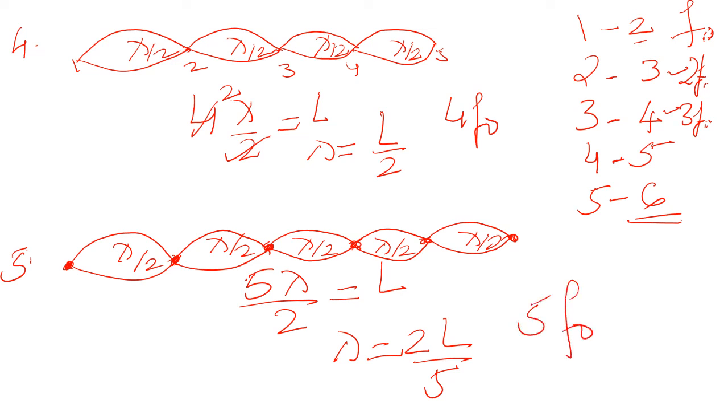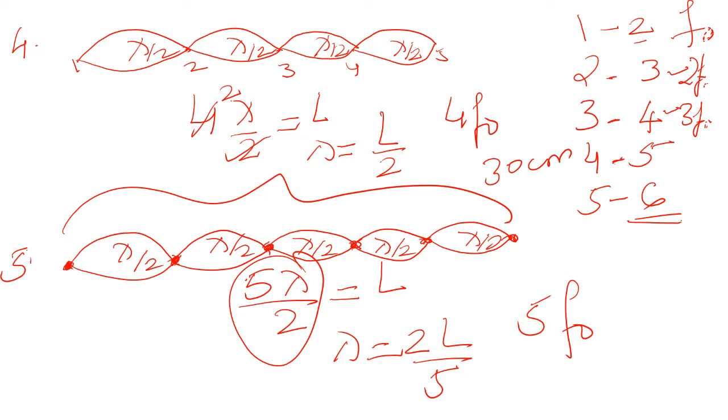and the frequency will be 5F0. Now, what type of questions will you get? For example, they will tell you that this whole length is 30 centimeters. In that case, find the wavelength. That means 5 lambda over 2 is equal to 30 centimeters, and you can find lambda from that. Then they might give you the frequency and ask you to find the speed. Speed is equal to frequency times wavelength. I would not use C here, so don't confuse C with the speed of light. I would say V equals F times lambda.